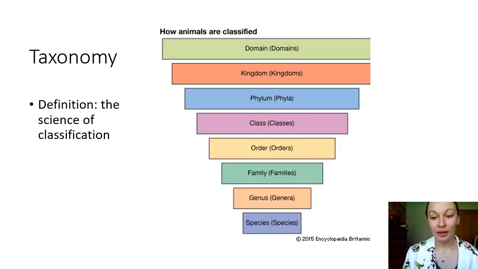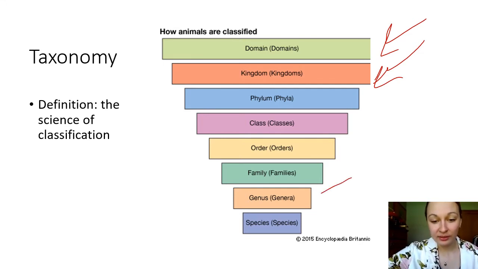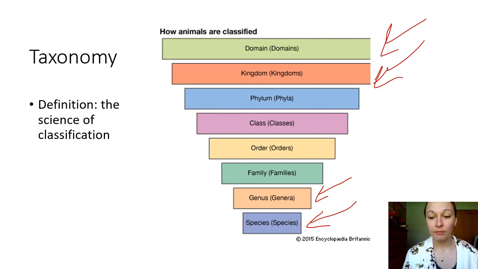So to start off, I'm starting with just the definition and a visual of taxonomy, which is the science of classification. What this diagram is showing you are some of the different classifications that scientists can place animals, plants, anything like that into. If we start at the top, the domain and the kingdom are the broadest categories, where the genus down here and the species are the most specific. If we are talking about humans, Homo sapiens would be down here in the species and the genus area.